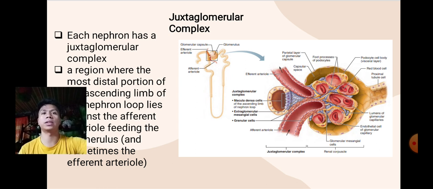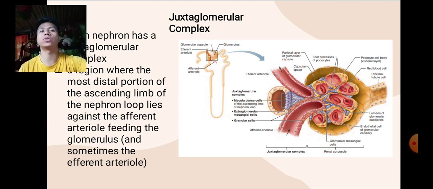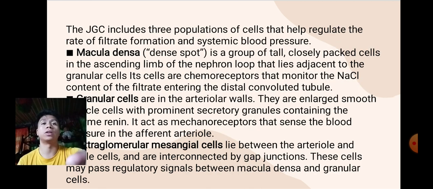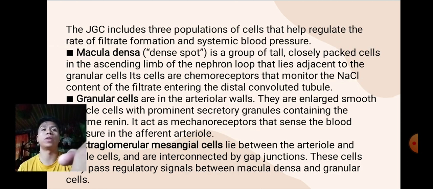Then the juxtaglomerular complex. Each nephron has a juxtaglomerular complex, a region where the most distal portion of the ascending limb of the nephron loop lies against the afferent arteriole feeding the glomerulus, and sometimes the efferent arteriole. The JGC includes three populations of cells that regulate the rate of filtrate formation and systemic blood pressure.